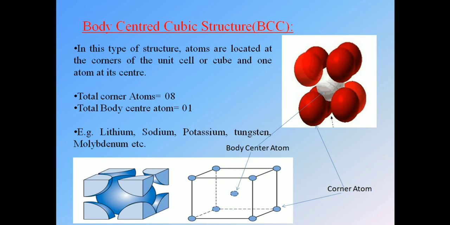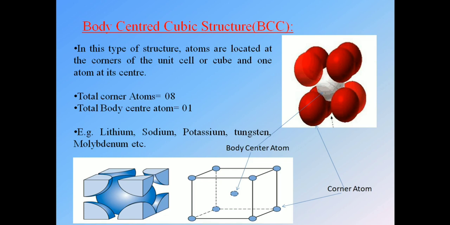If I cut only my unit cell, then I can get the cross sectional view we can see in the below figure. Now we go through the theoretical part. What it says is that in this type of structure, atoms are located at the corners of the unit cell or cube and one atom at the center. So we can count the atoms. Total corner atoms: 1, 2, 3, 4, 5, 6, 7 and 8. So I can write total corner atoms are 8.